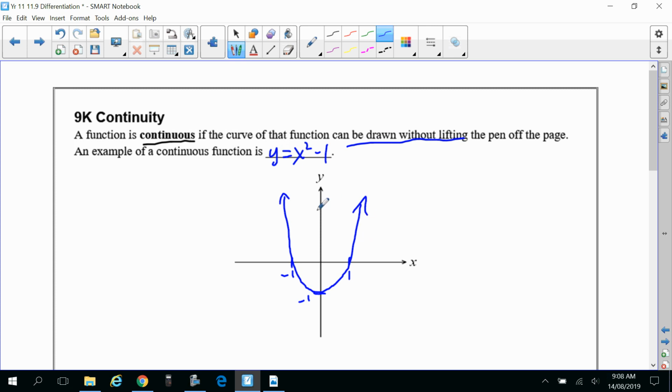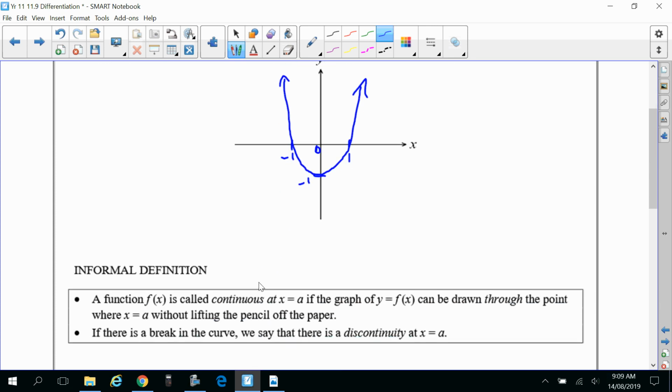Right? Like that. Yeah? I could draw without lifting the pen off the page. That's called continuous. That's one way of looking at it. Continuous is, I can draw the graph without lifting the pen off the page.